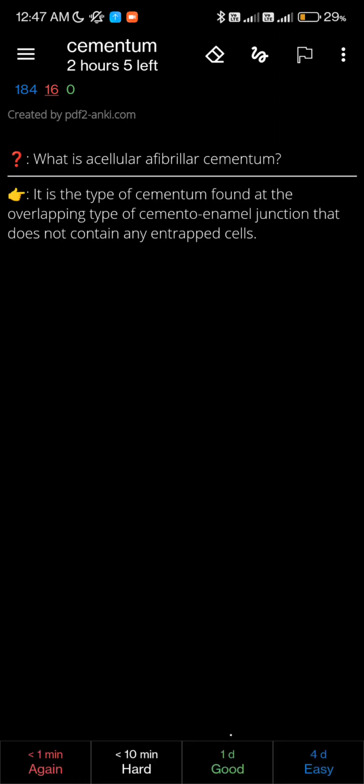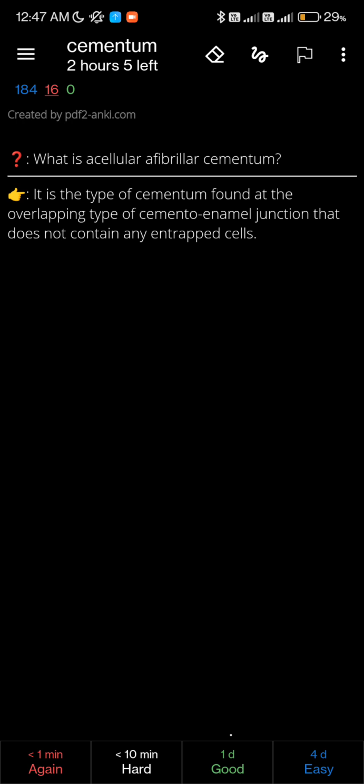So what is acellular afibrillar cementum? Acellular afibrillar cementum means you don't have fibers present. Acellular means no cementocytes present. This acellular afibrillar cementum is found at the overlapping type of cementum enamel junction and does not contain any fibers.